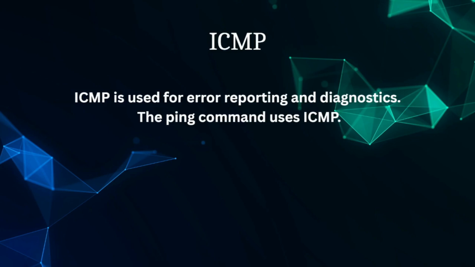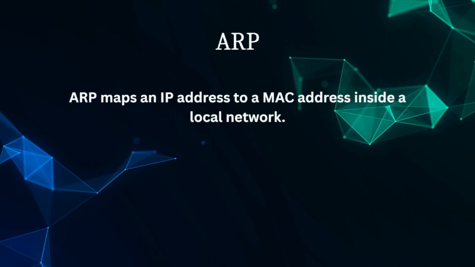ICMP, Internet Control Message Protocol, is a protocol used for error messages and operational information queries. ICMP is primarily used by network devices like routers to send error messages or to query the status of other devices.